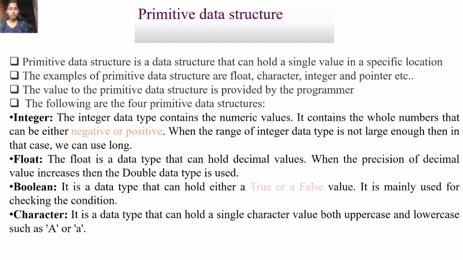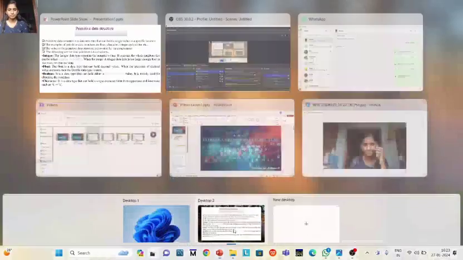Next we have boolean. Boolean is one more data type that can hold either a true or a false. It is mainly used for checking the conditions. And one more we have character. Character is a data type that can hold a single character value, both uppercase and lowercase, such as a capital A or a small a.